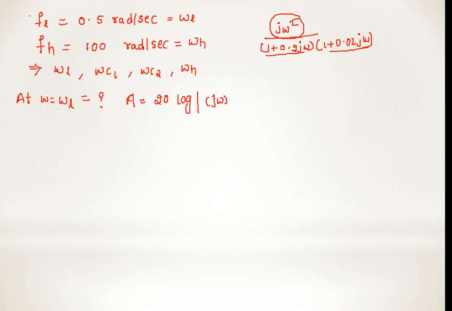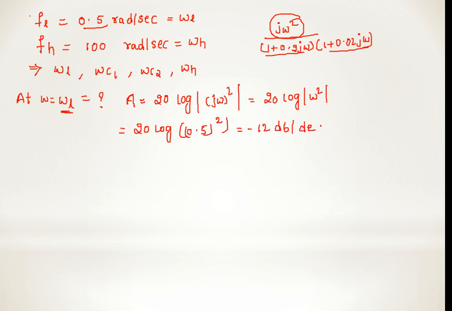So 20 log magnitude of (j omega) square, that means 20 log magnitude of omega square. Magnitude of (j omega) square is nothing but omega square. So substitute the omega value. What is omega? Omega equal to omega L. We are taking the omega L value as 0.5. So substitute that value. What are you getting? 20 log 0.5 whole square. So you are getting minus 12 decibels.